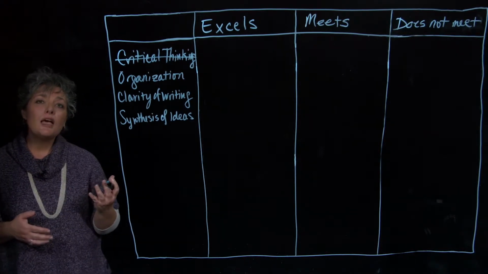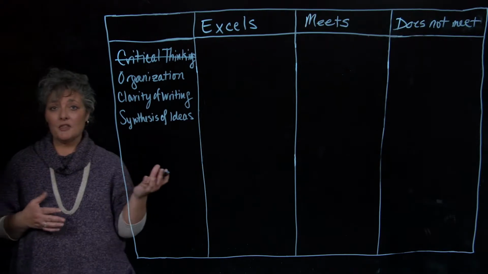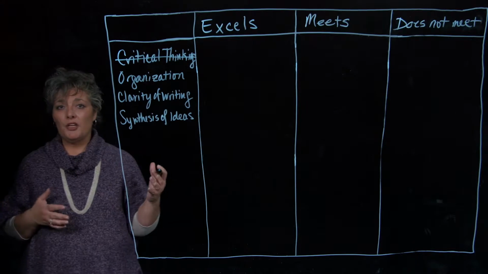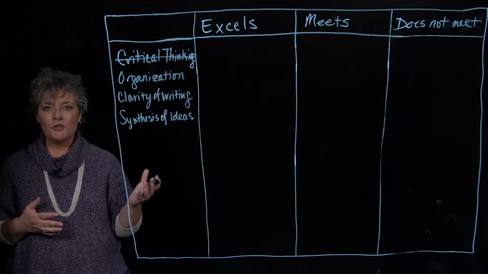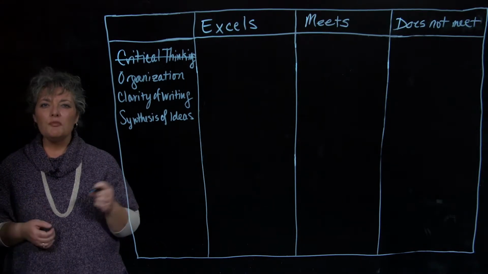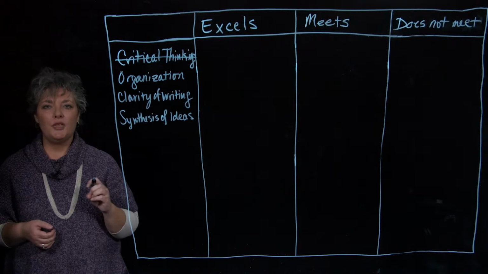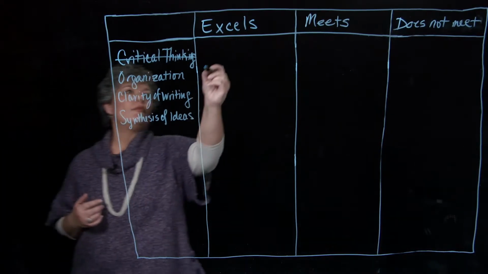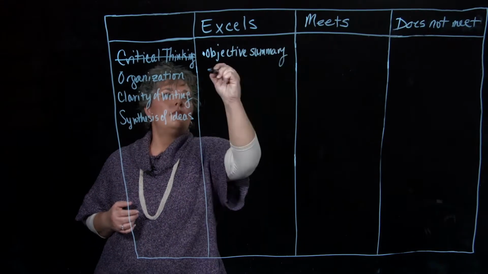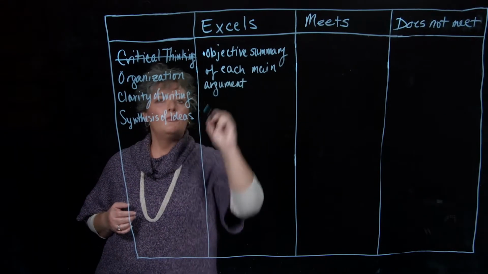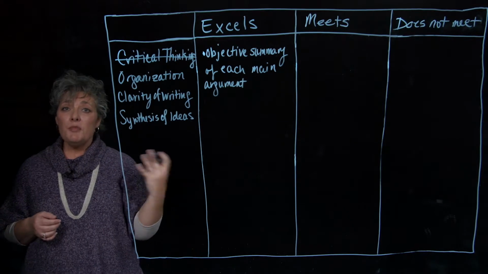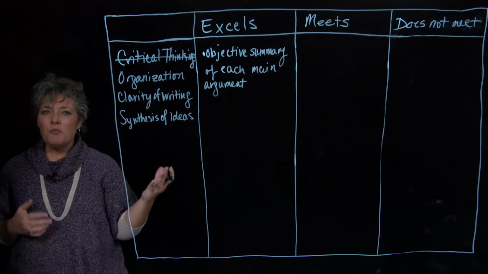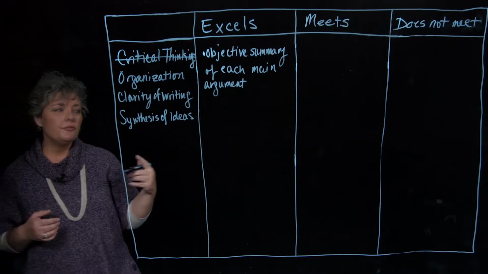For excels, I would describe excelling as synthesis of ideas. They should be able to summarize each of the main arguments or each of the main texts or perspectives. Something that really blows me away would have a nice objective summary to let me know that they understood the pieces on their own. Jumping over to meets expectations, they might have a clear summary, but it contains biased language in the summary.